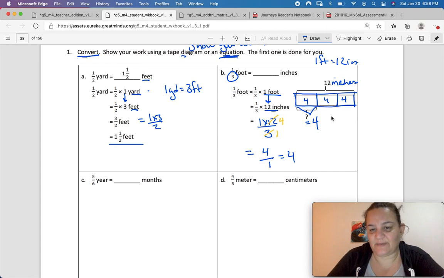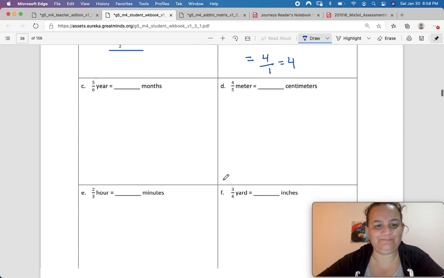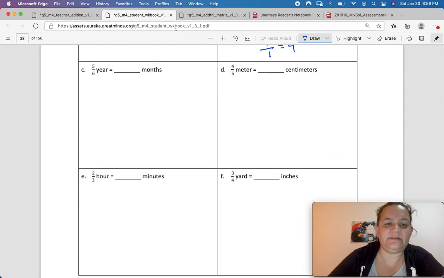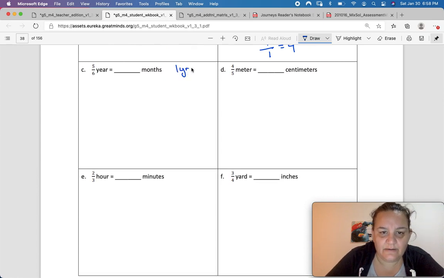Okay, so this is using a tape diagram and this is using an equation. Today they're giving you the opportunity to use either one, whichever one you're more comfortable with. We've been working with both, so let's try the next one together. Okay, years and months. We know, and I'm just going to write this right here, 1 year equals 12 months.